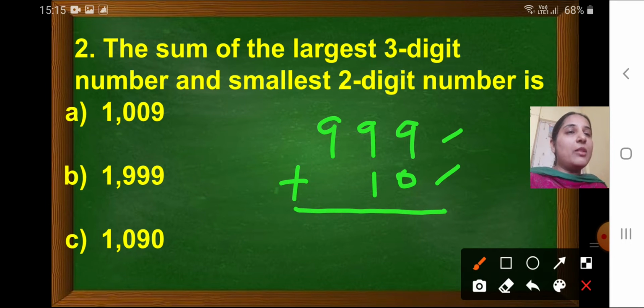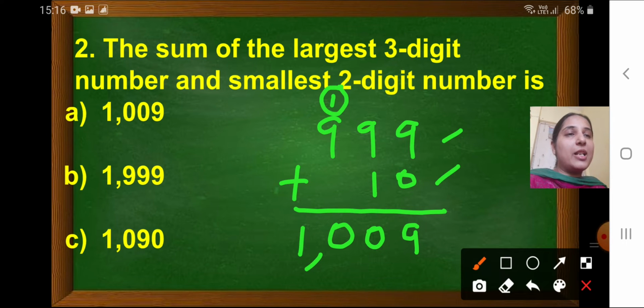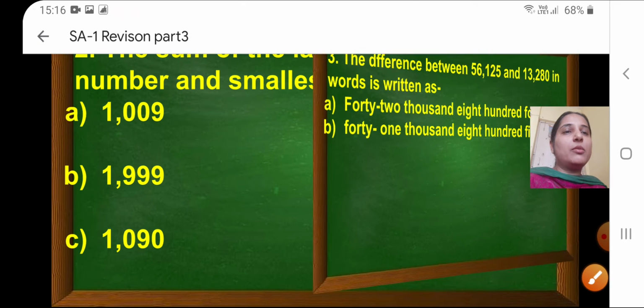So let's start from the ones place. So 9 plus 0, we will write 9 here. Then let's move to the tens place now. So 9 plus 1, 10. So 0 we will write here and 1 will be carried over to the hundreds place. Now 9 plus 1, 10. So which is the correct answer children? 1009. Can you see the correct option? Yes, option number A is the correct option, correct answer. That is 1009. Okay. Now let's move to the next question.